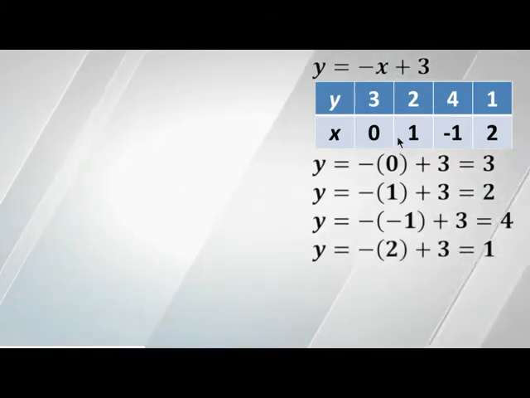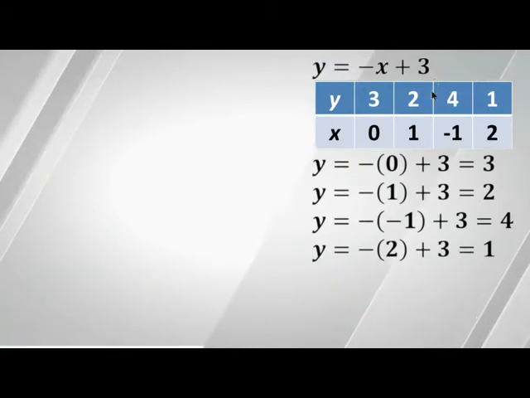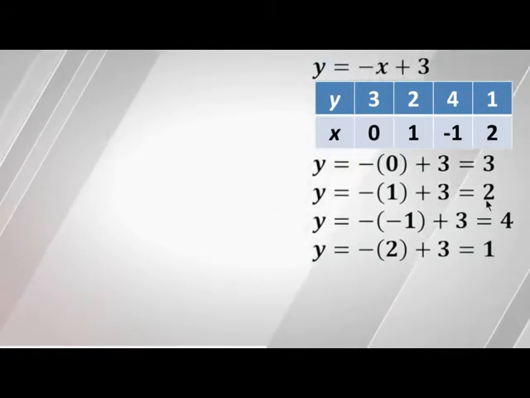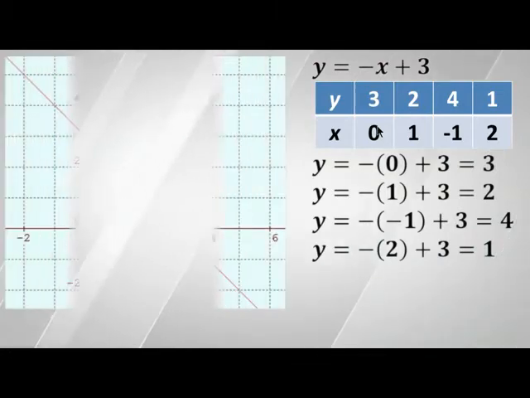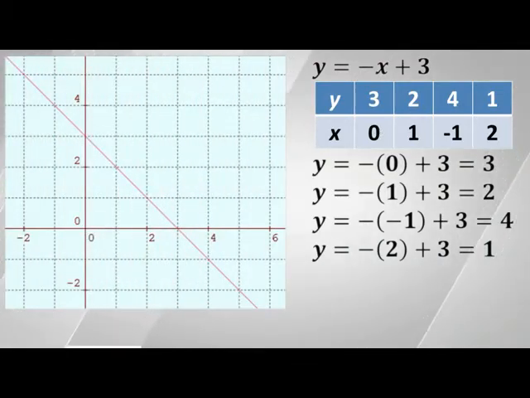If you substitute the value of x equal to 1 into this equation, you'll find y equal to 2, and then if x equal to negative 1, y equal to 4, and if x equal to 2, y equal to 1. Based on this table, we can construct the straight line because each pair represents a point, the coordinate of a point. So this is the straight line constructed by connecting all of these points. So this is a straight line for this equation.